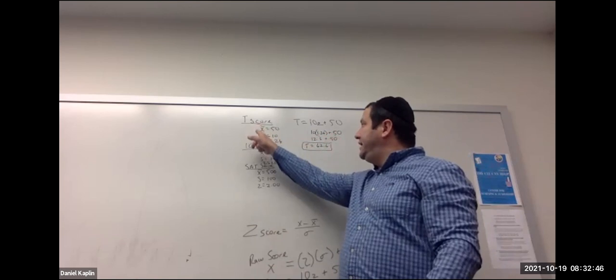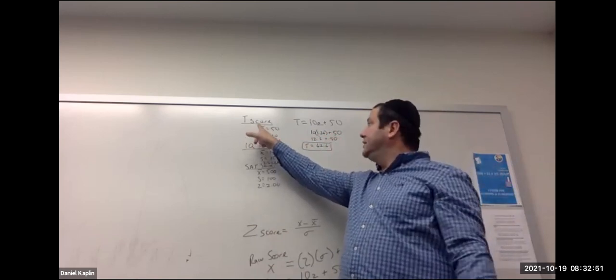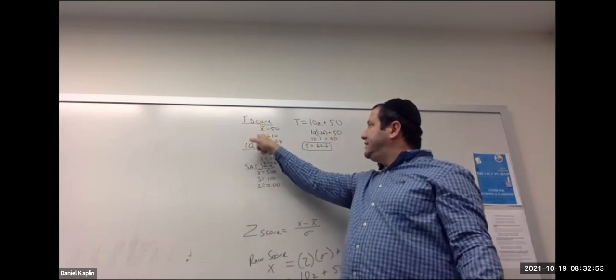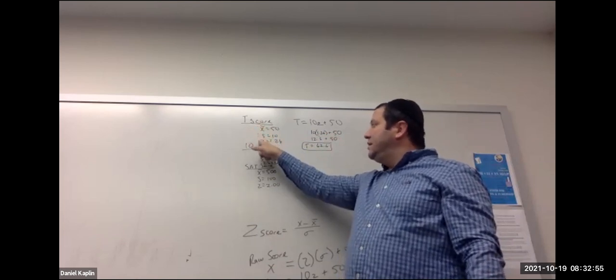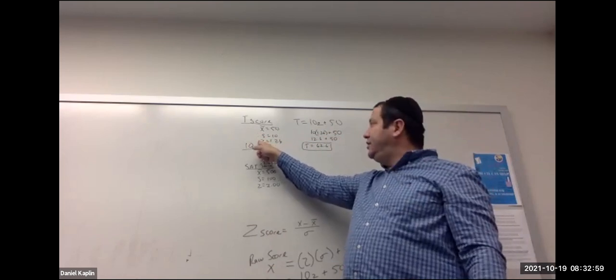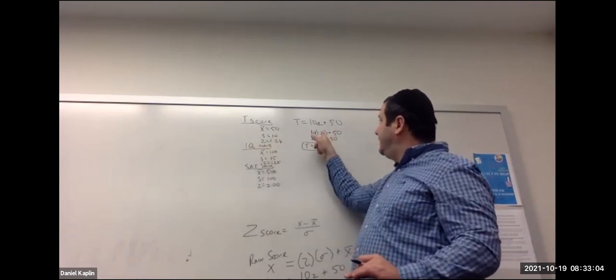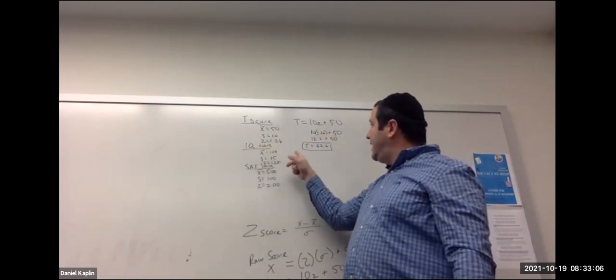Now, you're probably wondering where these numbers came from. Well, we know the mean and standard deviation for a T-score, right? I already talked about that in the lecture. Mean is 50, standard deviation is 10. I gave you this number. So when you have that, you just plug that into the Z.